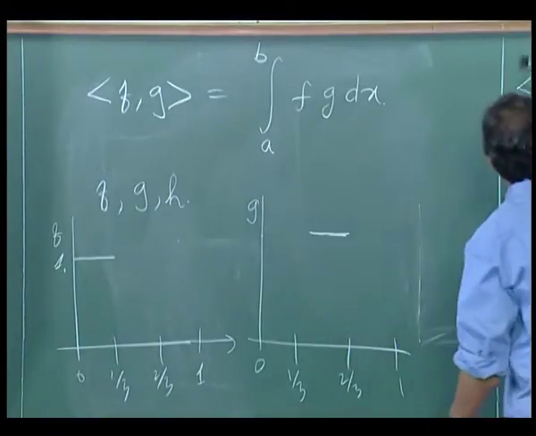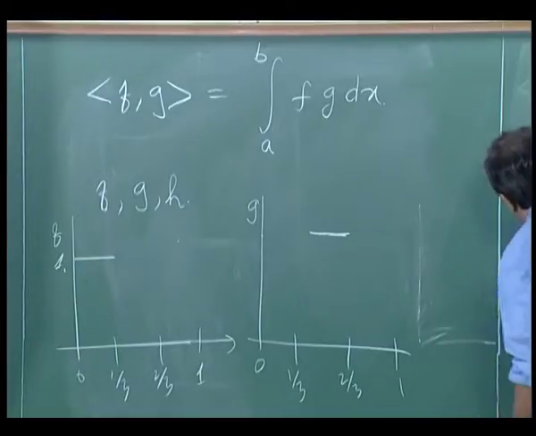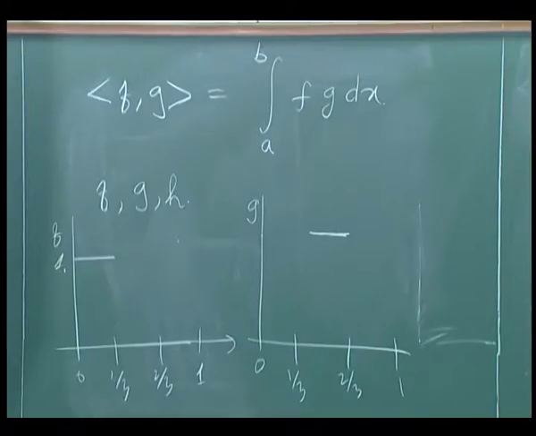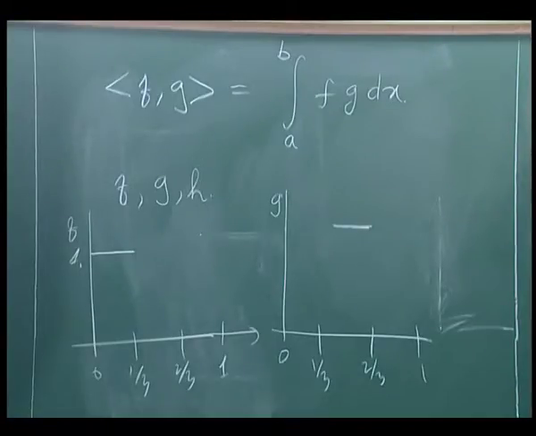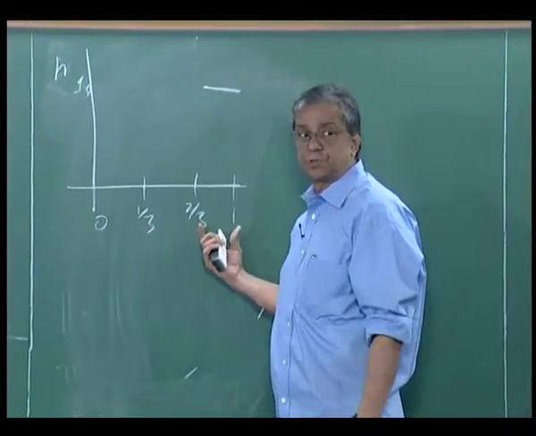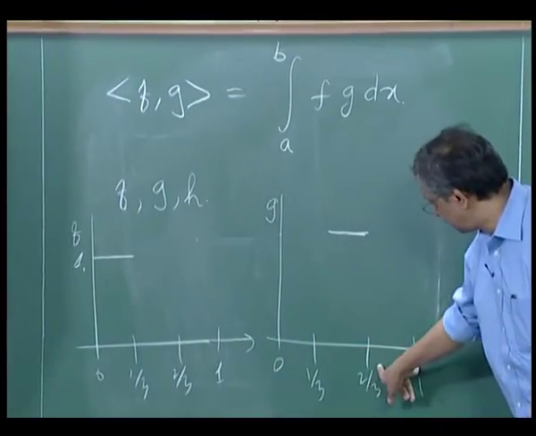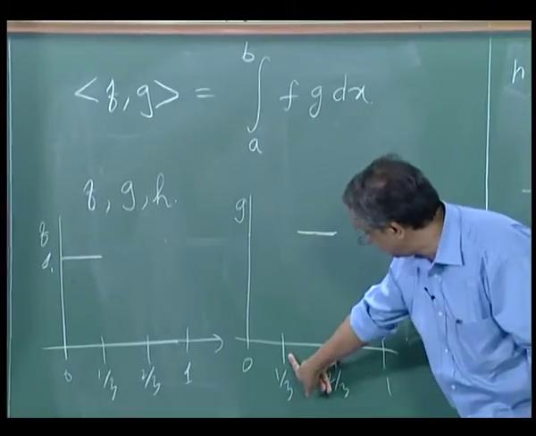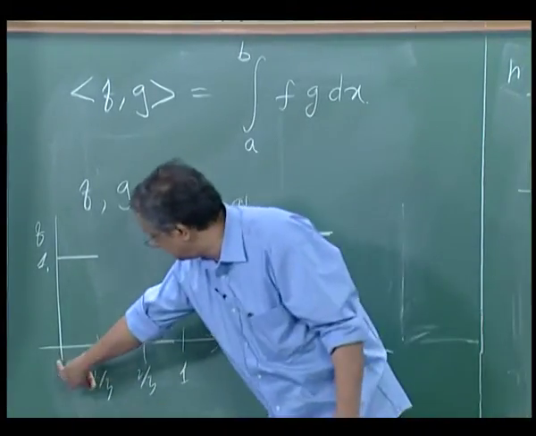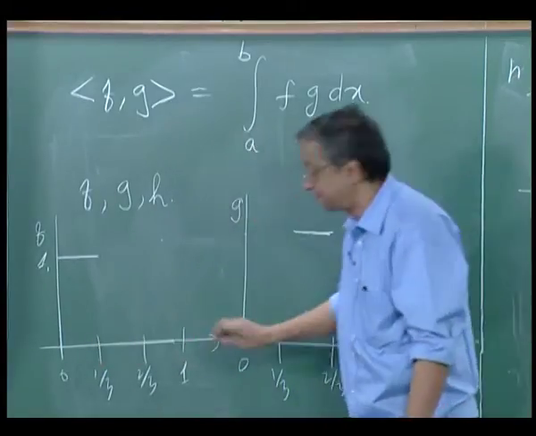I will define my function h, and that is my function h. The value of h is 0 on the interval 0 to 2/3, is 1 on the interval 2/3 to 1. In a similar fashion g is 0 on the two intervals 0 to 1/3 and 2/3 to 1, and it is 1 on the interval 1/3 to 2/3. Here f is 1 on the interval 0 to 1/3 and it is 0 on the rest of it.